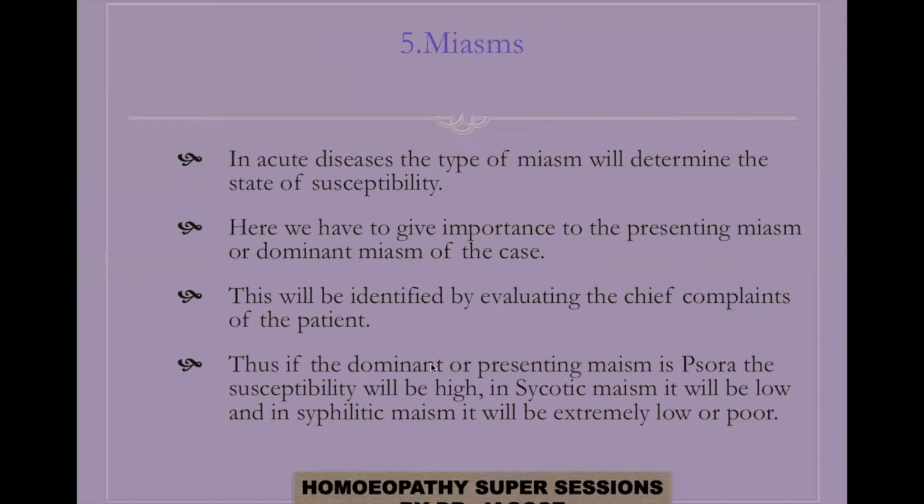So thus, if the dominant or presenting miasm is psora, we know the susceptibility is generally high. In psychotic miasm, it will generally be low. And in syphilitic miasm, it will generally be extremely poor or low.